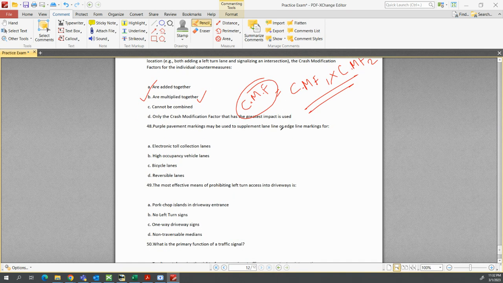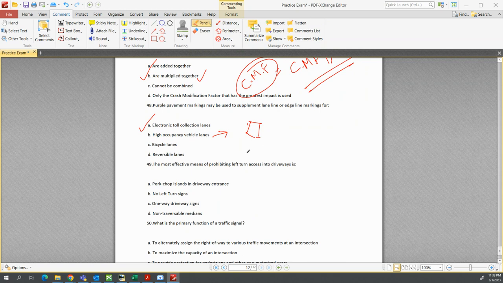Number 48, purple pavement markings may be used to supplement lane line or edge line markings. Purple pavement markings, where are they used? They get used at electronic toll collection lanes. For high occupancy lanes, I hope you already know a diamond shape is used, that is reserved for high occupancy vehicle lanes. And yes, purple pavement markings can be used to supplement lane lines and/or edge lines for electronic toll collection lanes.